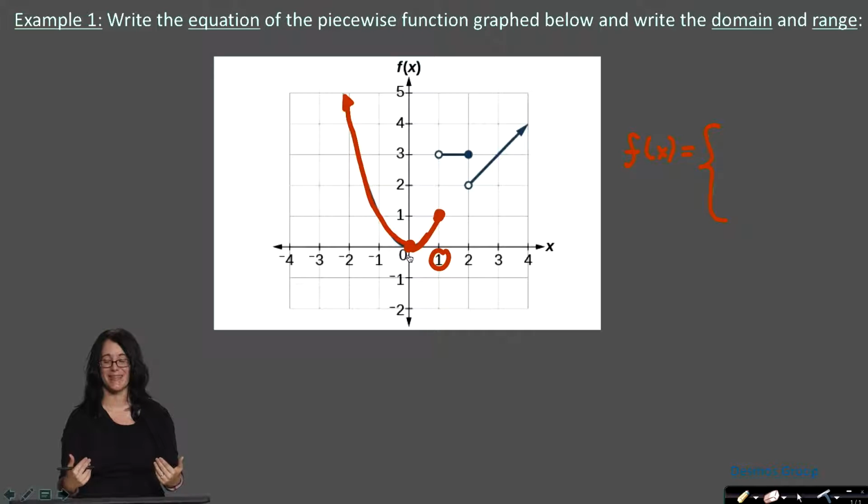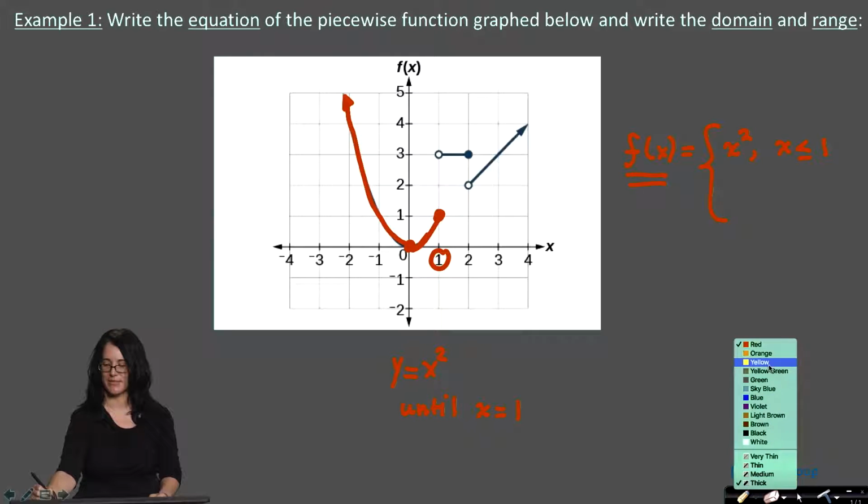Once we get into our next video, we'll notice that they can be moved, so we'll have to be able to recognize that and interpret that correctly. But right now, it's just the regular parabola, y equals x squared, until we get to what x value? x equals 1, right? So how do I write that? Well, f of x is my y, so f of x equals x squared, comma, or the word if, x is less than or equal to 1. Hopefully that's what you wrote.